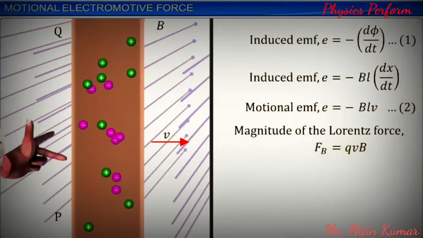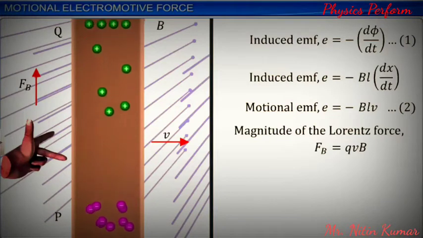From Fleming's left-hand rule, we can see that in this situation, the magnetic force on a positive charge moving with velocity v in this magnetic field will be along PQ. In accordance with the same rule, we can see that the force on the electrons, FB, will be directed along QP. And we see that the free electrons in the conductor move towards P. As a result of this movement, a negative charge builds up at P and a positive charge appears at Q.